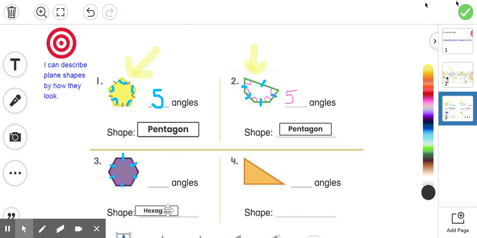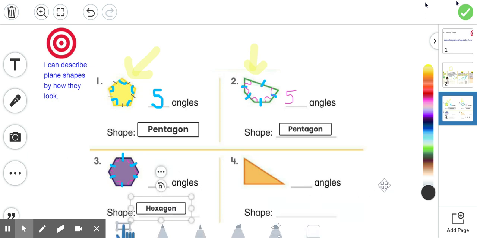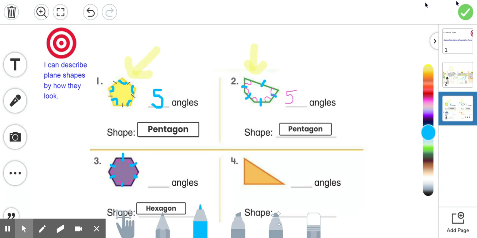I actually am going to do number 4 with you because there's something I want you to notice about number 4. Now, the corner of this triangle, I know that I can make a perfect right angle. I can make a square in that corner. That is a right angle. So I have one angle that's a right angle, and the other two are not right angles. But there are 3 angles, and therefore this shape is a triangle.